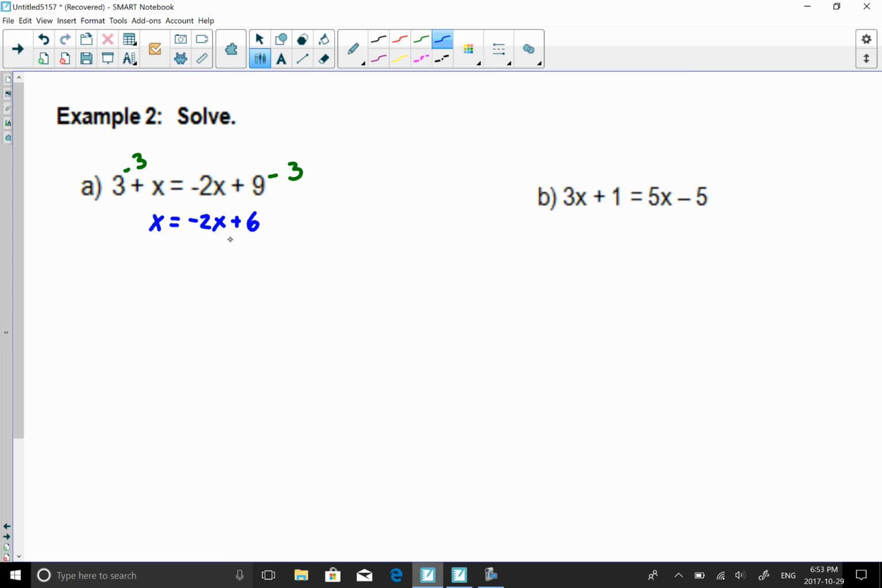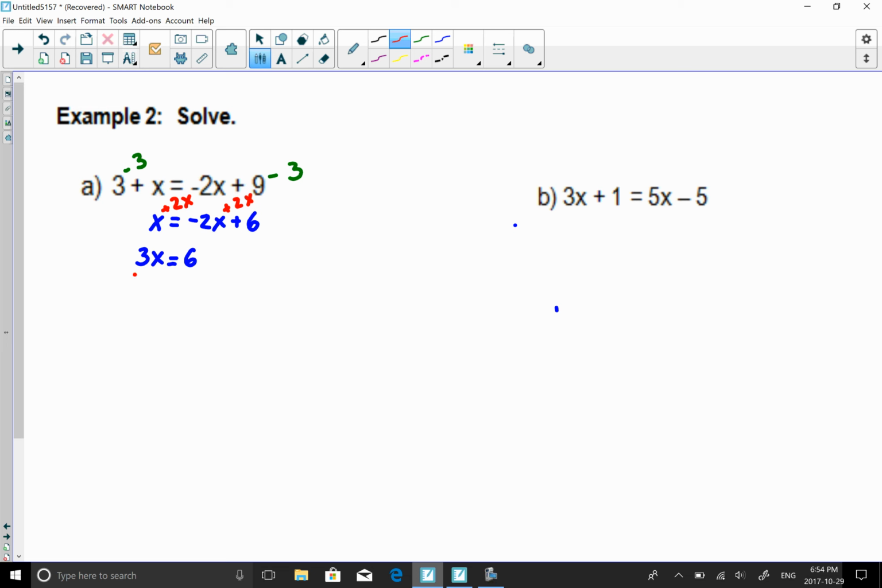I still have a problem. I don't want this negative 2x on that side. I want it on the other side. So I'm going to add 2x. x plus 2x becomes 3x. That is 0. I made it disappear. And it's equal to 6.